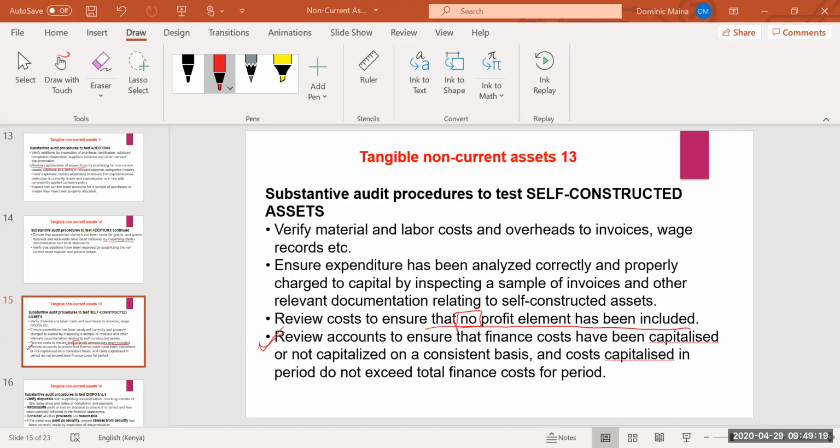So you review all the costs, going through them, and ensure that there's no profit element that appears on the total value, on the 10,000.